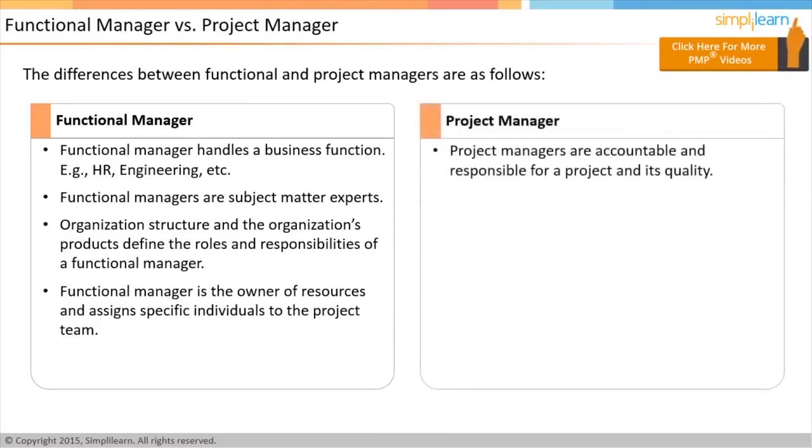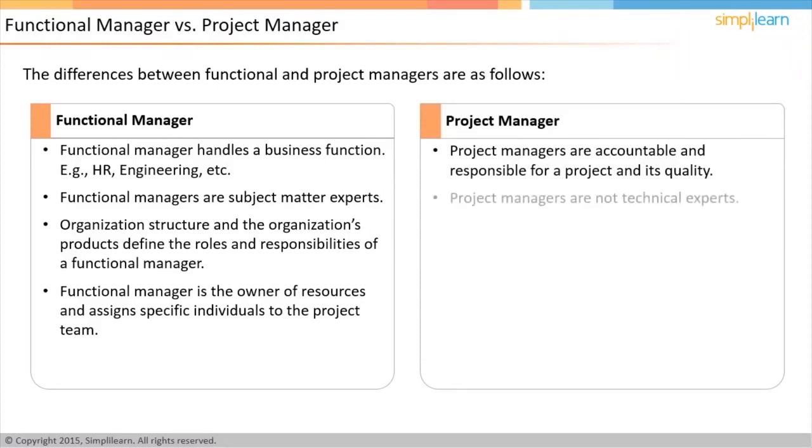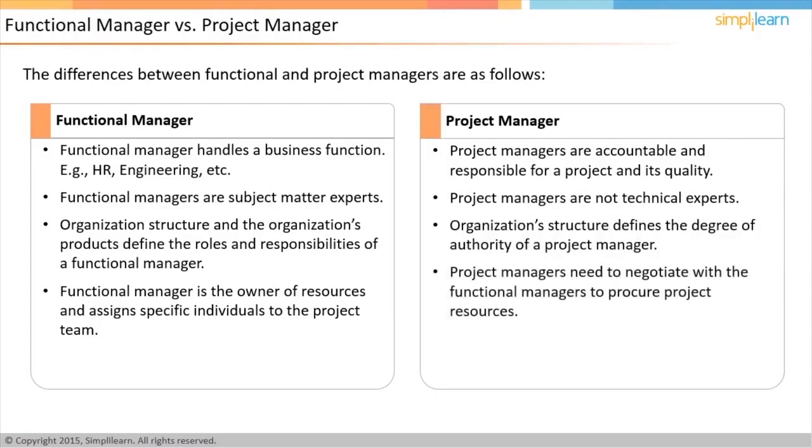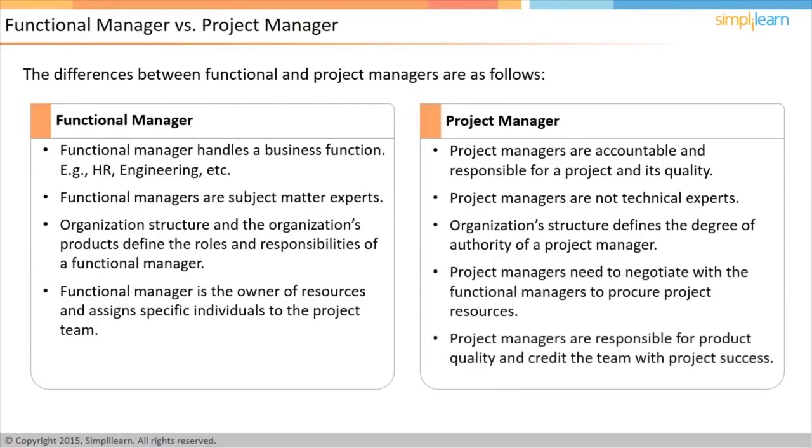The project manager, on the other hand, is responsible and accountable for the success or failure of a project and the quality of the project. They are not technical experts. The project manager may not have authority over the resources, depending upon the organizational structure. They often have to negotiate with the functional manager for the resources and are responsible for the product quality. A project manager will credit the team with the success of the project and accept the blame for the failure. Now let us look at an example to understand the roles played by functional and project managers.